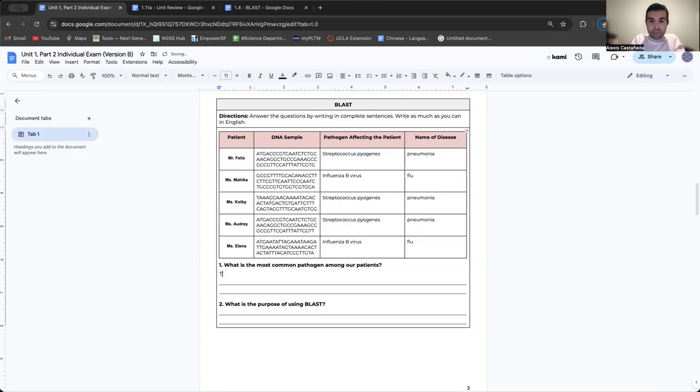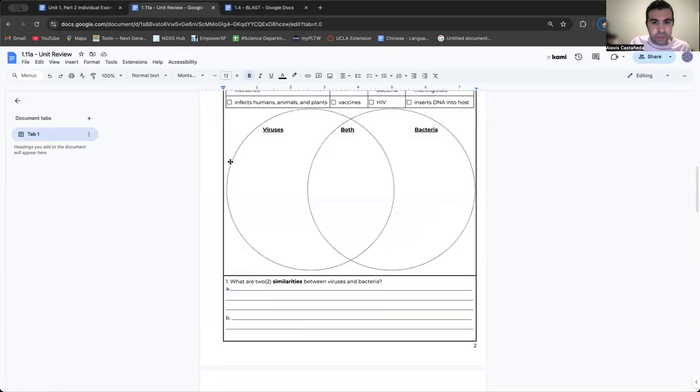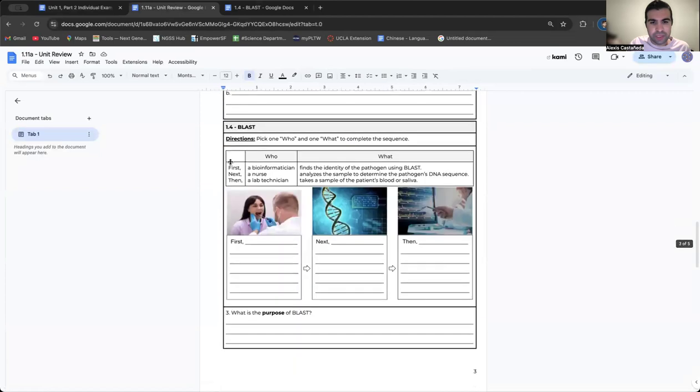So the most common pathogen among our patients is Streptococcus pyogenes. Okay, great. It's the one that happens 3 times. Let's see, what is the purpose of using BLAST? So again, this question was taken directly from 1.11A.